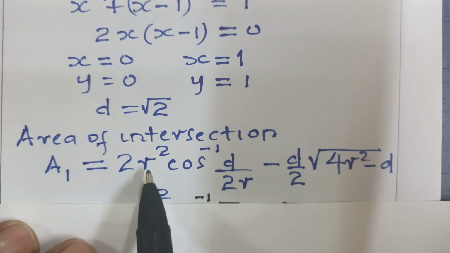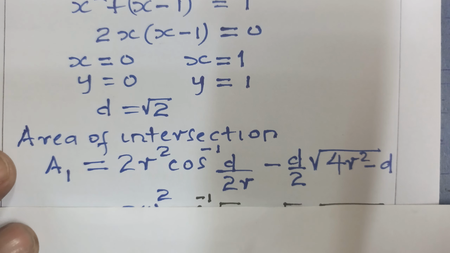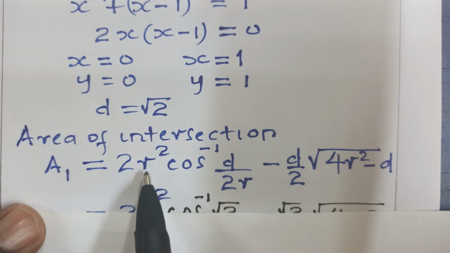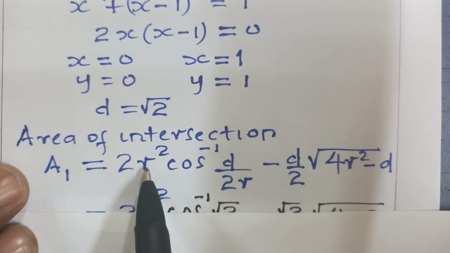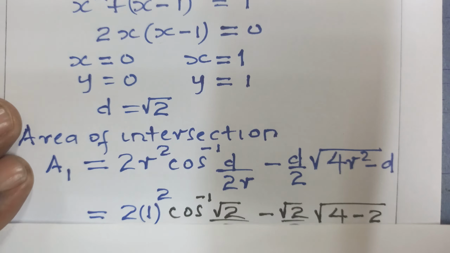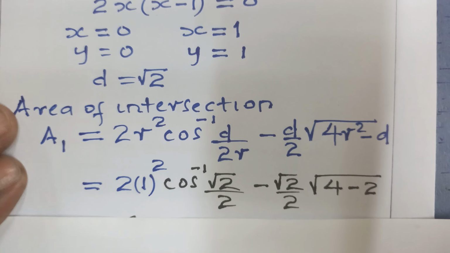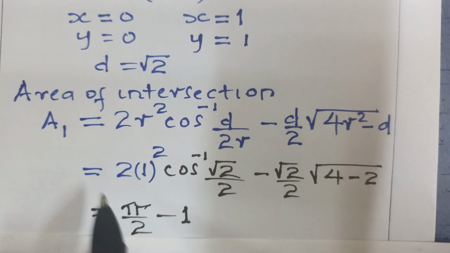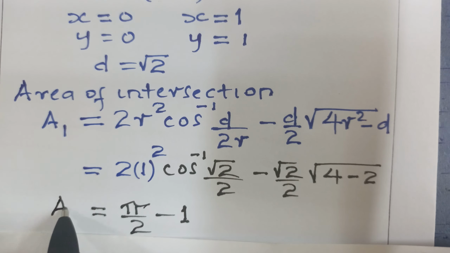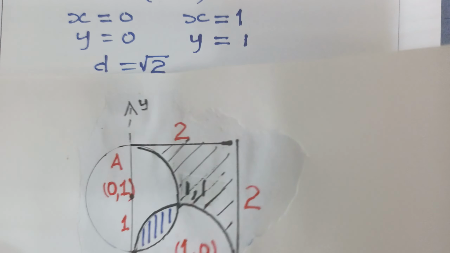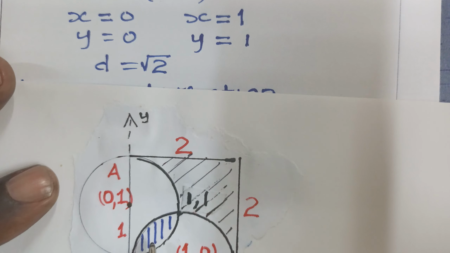So guys, because these circles are of the same radius, we just come and replace R. For R, this is 1, and for D it is square root of 2. So when we replace, guys, this is how it is going to be. And finally, this is now going to be the area of the intersection. And this is the area we are talking about.